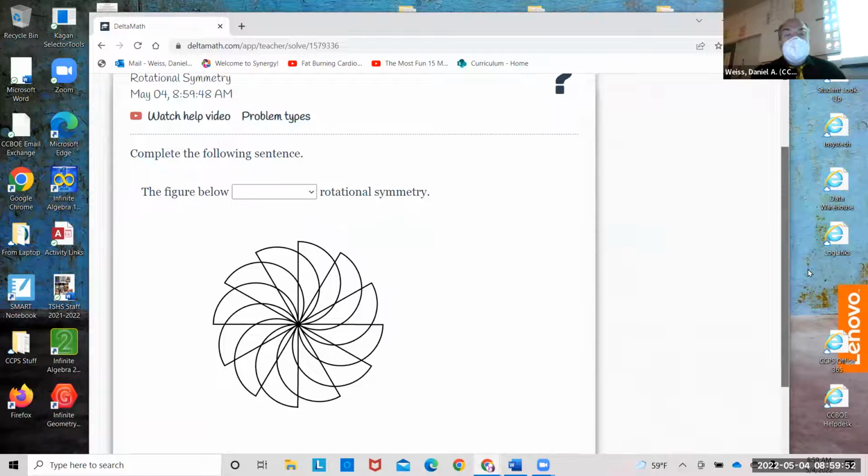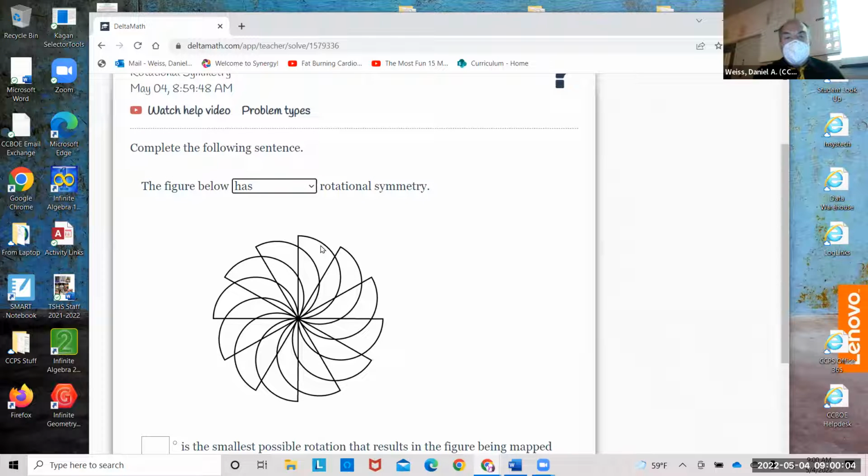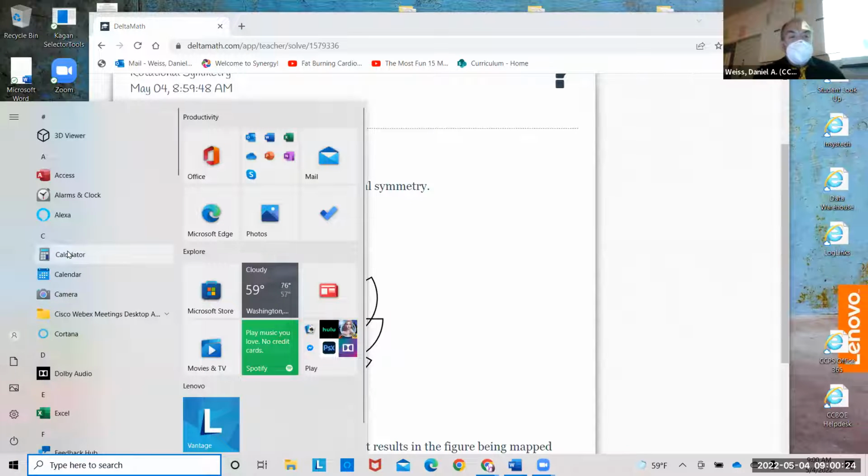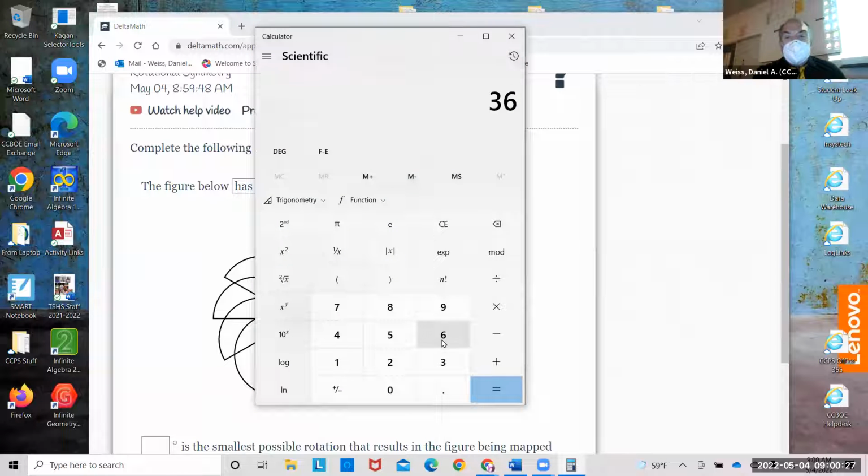Okay. Does this have rotational symmetry? Okay, I'm going to say it does. Let's see. How many of these half circles are there? I'm going to count. 1, 2, 3, 4, 5, 6, 7, 8, 9, 10, 11, 12. 12? Oh my. What's 360? 360 divided by 12. 30 degrees.